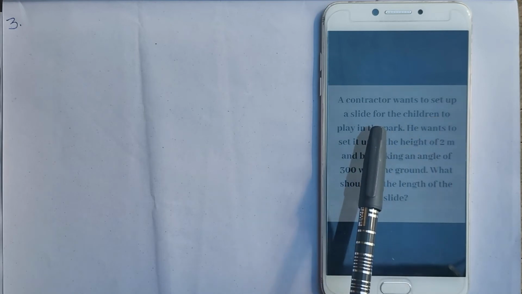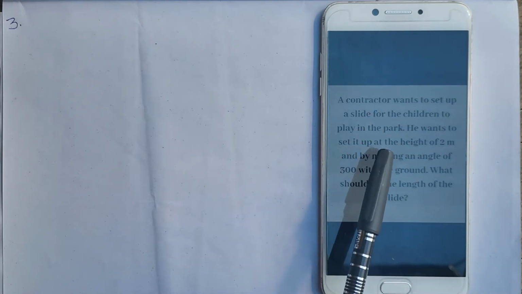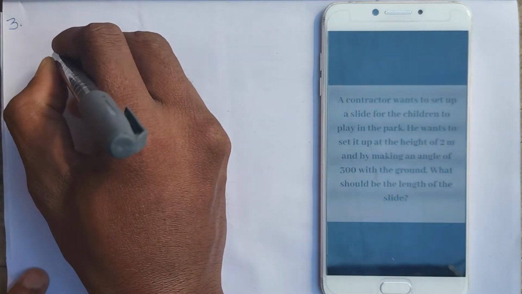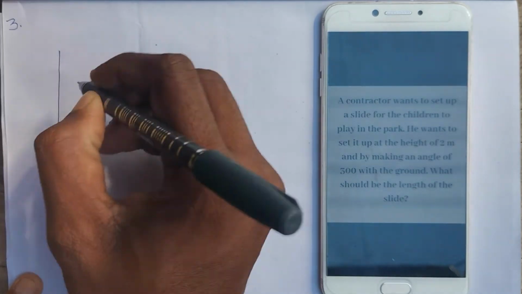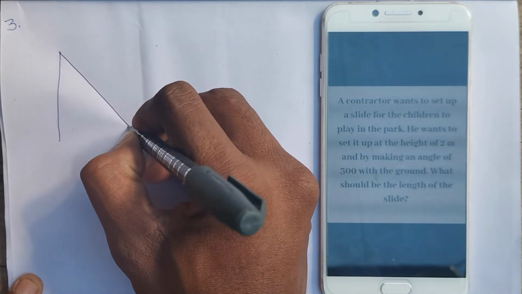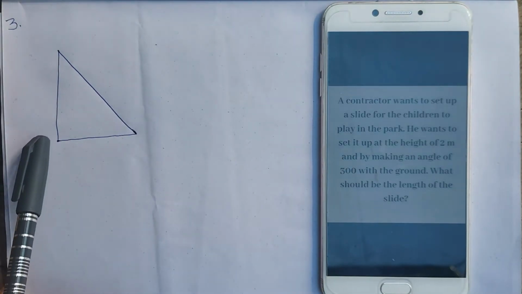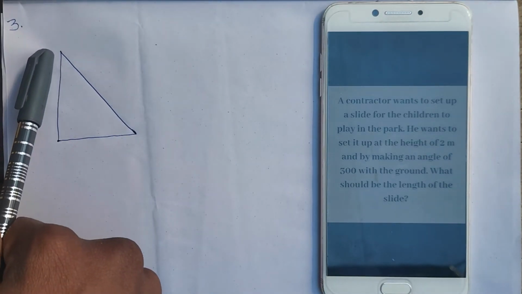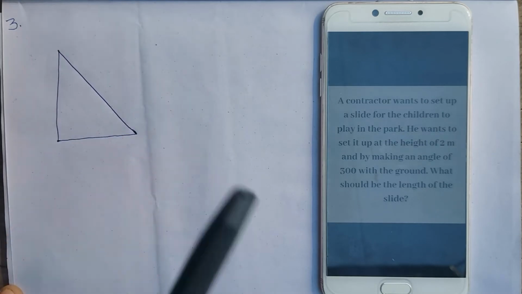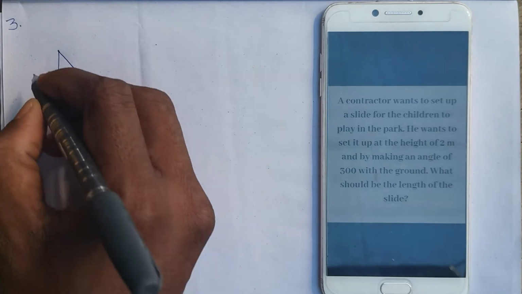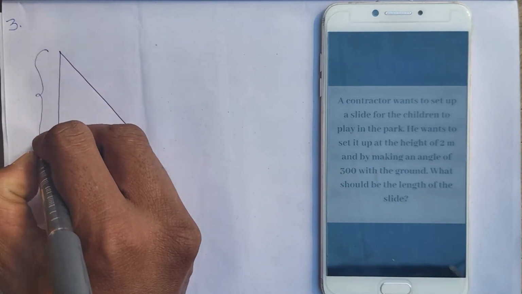Okay, the question is, a contractor wants to set up a slide for the children to play in the park. He wants to set it up at a height of 2 meters. Always the slide will be like this only in the parks or else in the schools. From here the children will climb to the top, and from here they will slide. So he wants to set it up at a height of 2 meters. So this means this height is 2 meters.